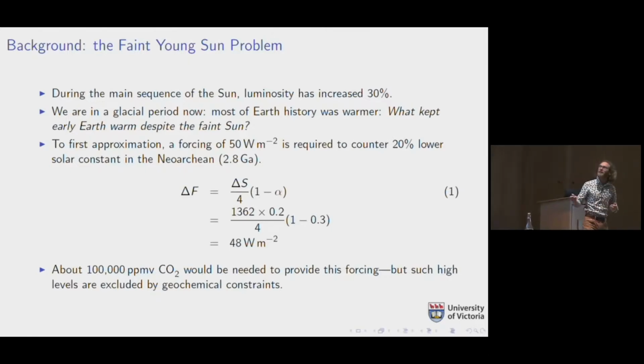A quantity I'm going to use quite a lot is radiative forcing, which to first approximation is proportional to surface temperature change. If we want to go back to a fashionable time period, we need about 50 watts per square meter of radiative forcing. Remember that number, it's going to become important. If we were going to do that with CO2 alone and in a 1D model, where we took out all the cloud feedbacks, we'd need about 100,000 ppm, and that's not consistent with geochemical forcing.